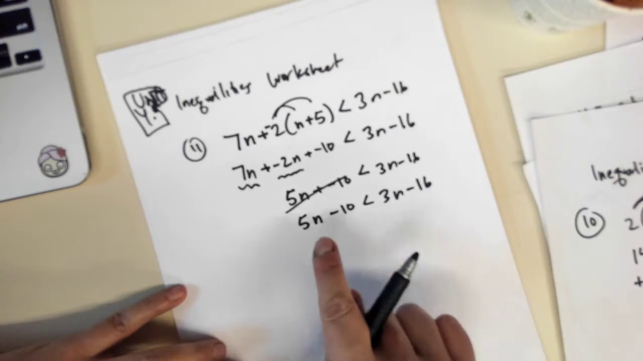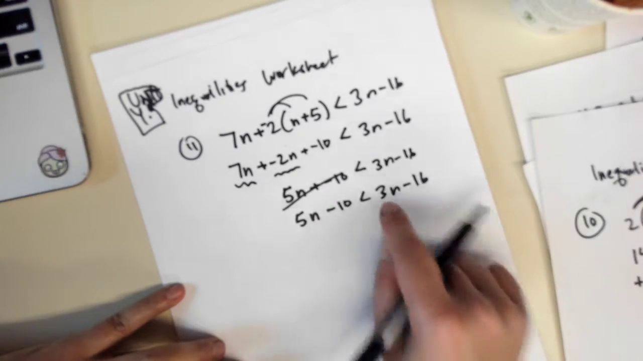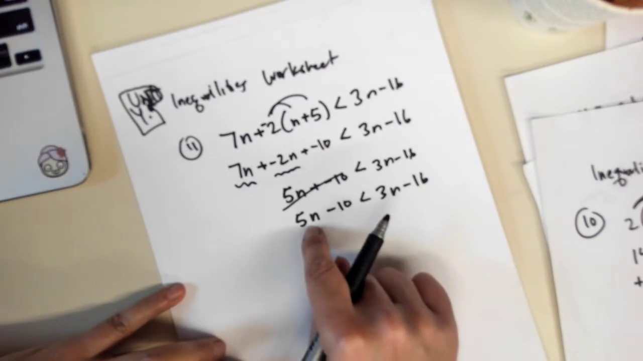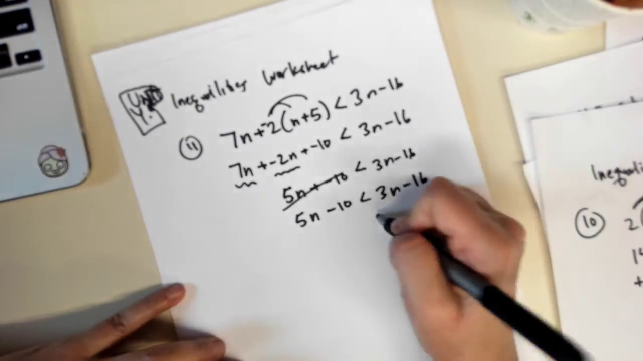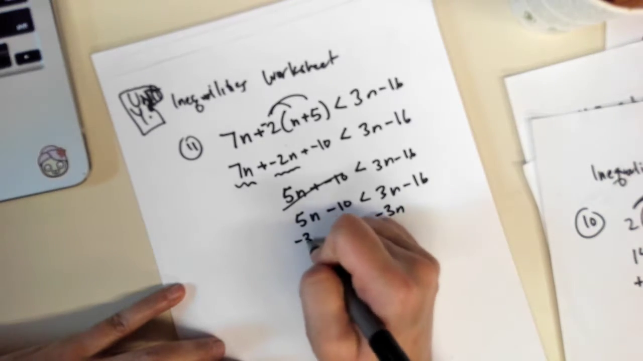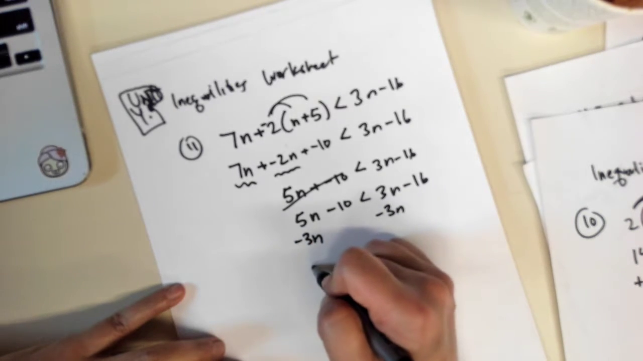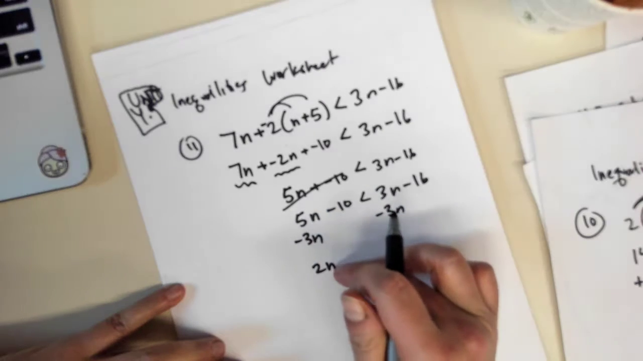Let's think about this. 5n is heavier than 3n. It's bigger than 3n. I'm going to keep it where it is. I'm going to move the 3n. So I'm going to subtract 3n from both sides. Okay, that gives me 2n. 5n minus 3n is 2n.